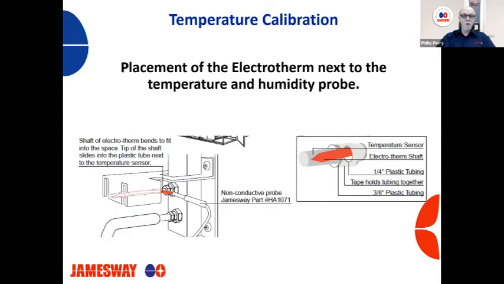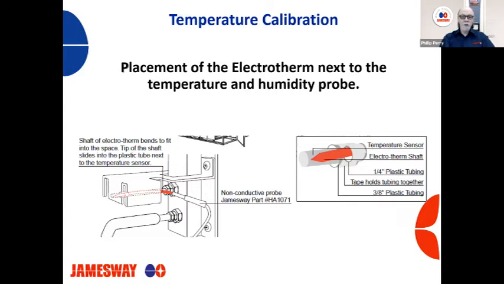So the first thing we're going to talk about is temperature calibration, and it's very important that the placement of the electrotherm is next to the temperature and humidity probe. The way we do it, we use a flexible non-conductive electrotherm probe that will bend around the shaft of the temperature sensor of the machine.